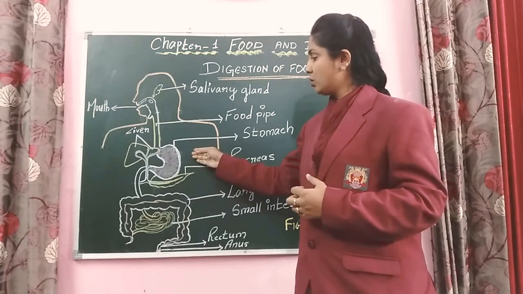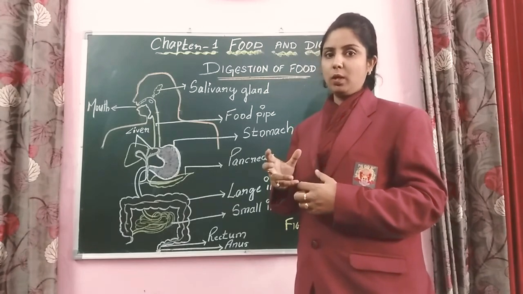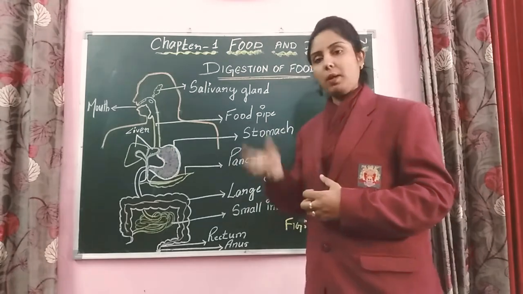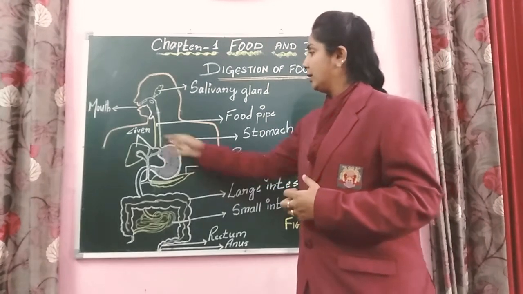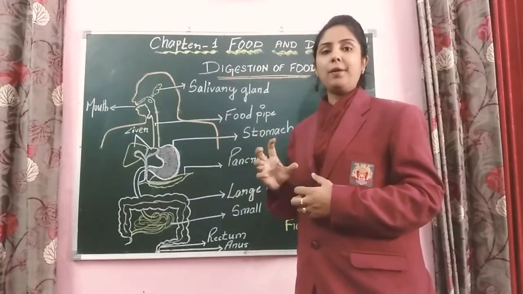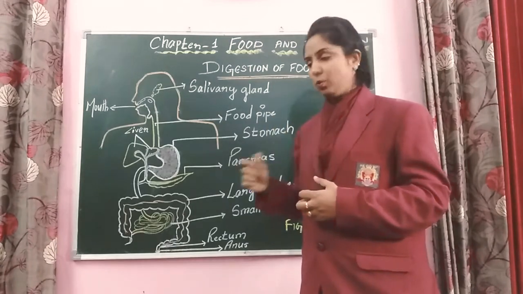Here in the stomach, with the peristaltic movements some physical digestion also occurs, but the chemical digestion also occurs inside the stomach. Now these liver and pancreas, these glands also have a specific role. What roles they have, I'll let you know here.